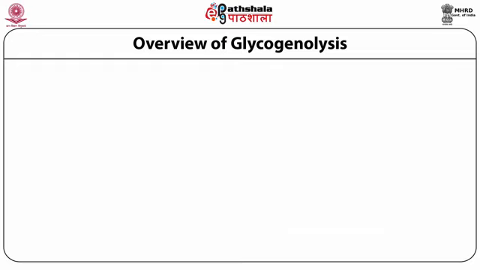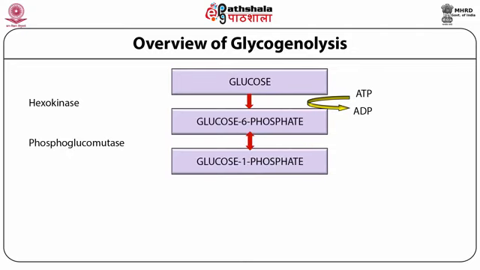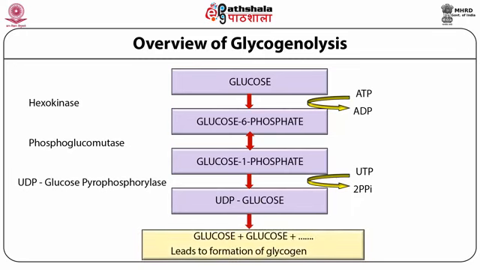Now, let's review the glycogenesis process. As you are aware, in the glycogenesis process, glucose is converted into glucose 6-phosphate by the enzyme hexokinase. This glucose 6-phosphate is converted to glucose 1-phosphate, glucose 1-phosphate to UDP glucose, and that UDP glucose is added ultimately into the growing chain of glycogen with the help of the enzyme glycogen synthase.